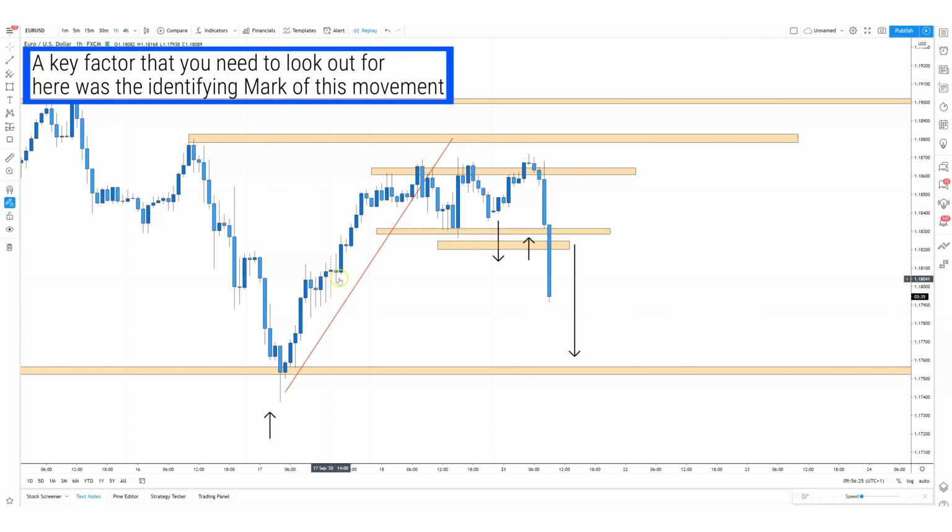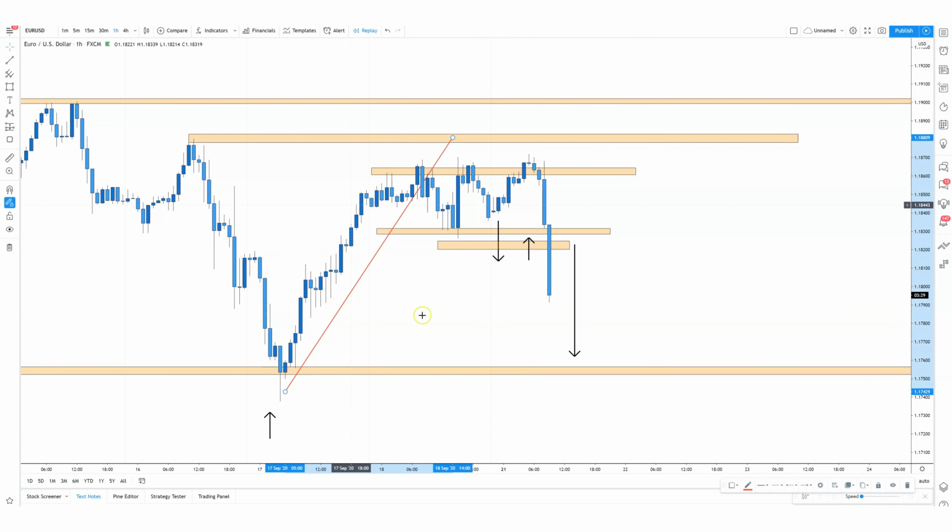But a key factor that you need to look out for here was the identifying mark of this movement potentially happening. And that was a simple fact that price was trading above this brick wall. Remember, brick wall. And any buys above this level would have meant that you was good for buys, as long as you had your stop loss below this level. It's fine.